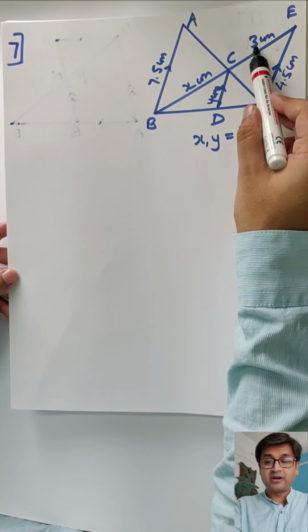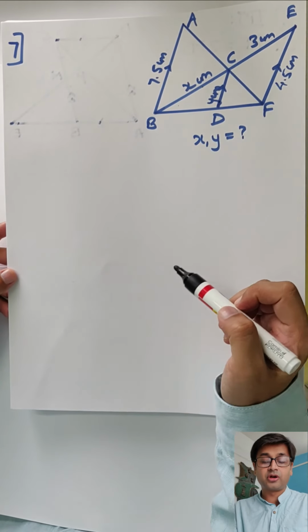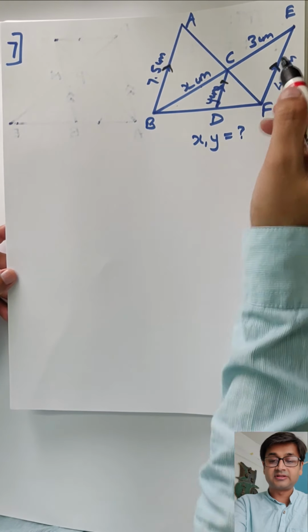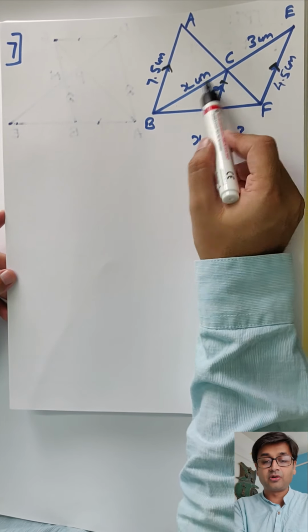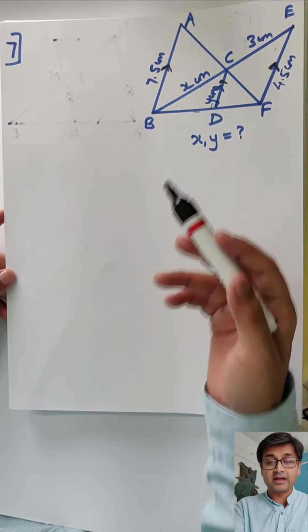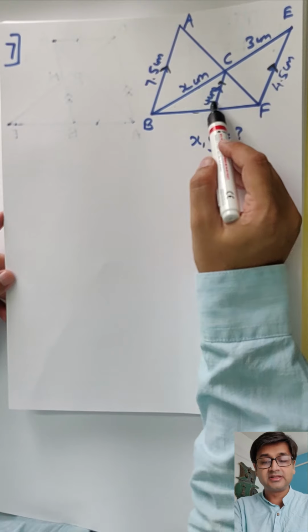7.5, 4.5, 3, x and y is what you have to find. And they said that this is parallel to this, parallel to this. Okay. So first decide whether you want to find x or y. If you want to find y, this triangle has nothing, this triangle also has nothing. So y is nearly impossible.